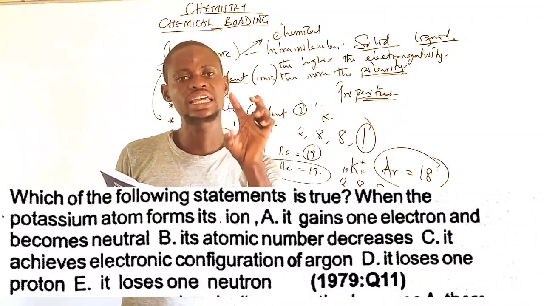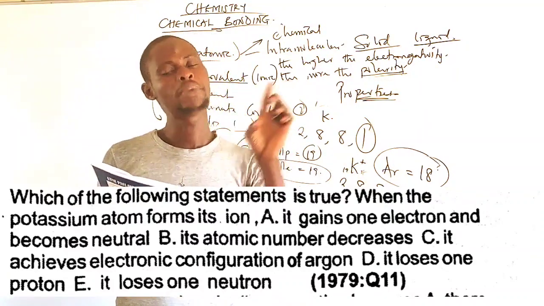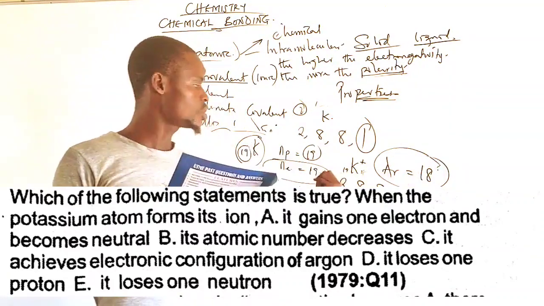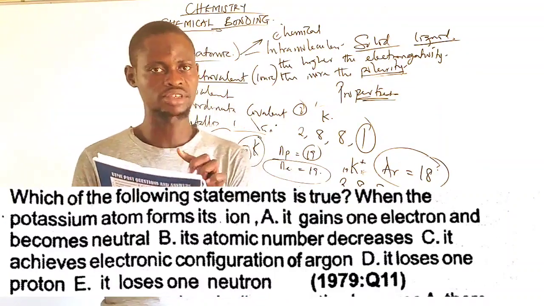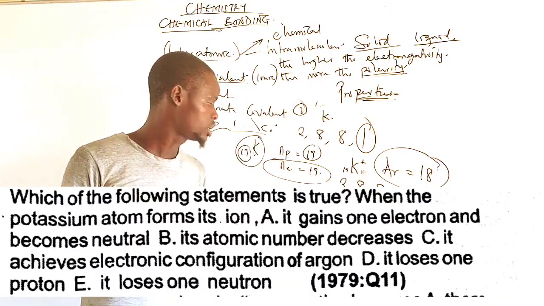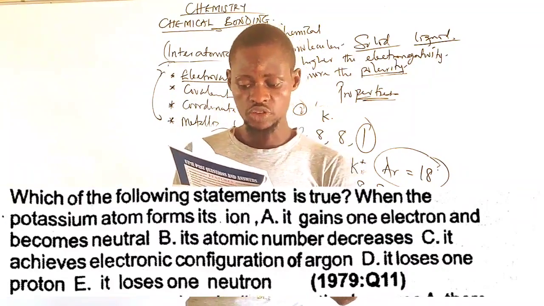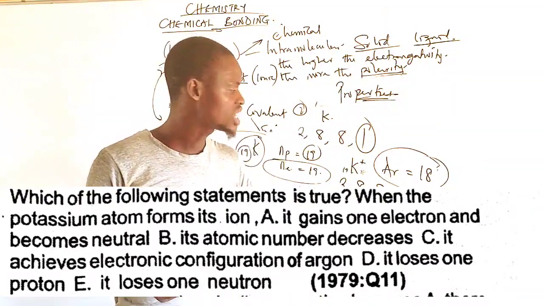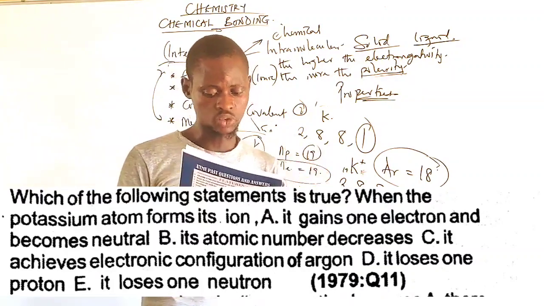An atom will never gain an electron to become neutral. An atom can gain an electron to become an ion. And in this case, it has only lost electrons, so option A is ruled out. Option B, its atomic number decreases. I have explained that atomic number remains the same because it's the number of protons; it's only the electrons that will decrease. Option C, it achieves the electronic configuration of argon. Yes, it is going to achieve the electronic configuration of argon, which is the correct option in that question.